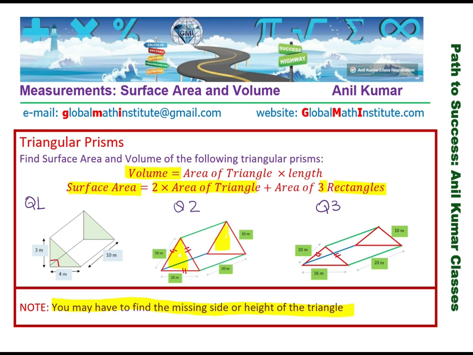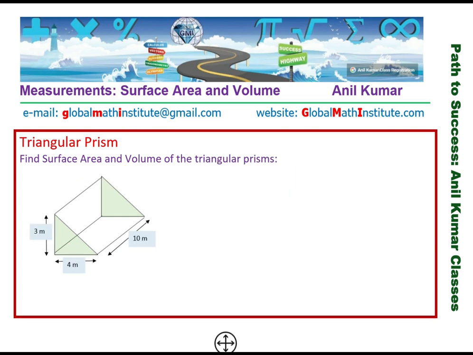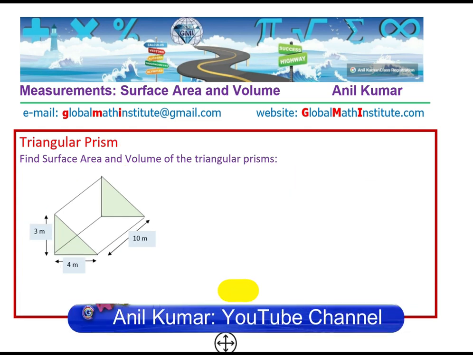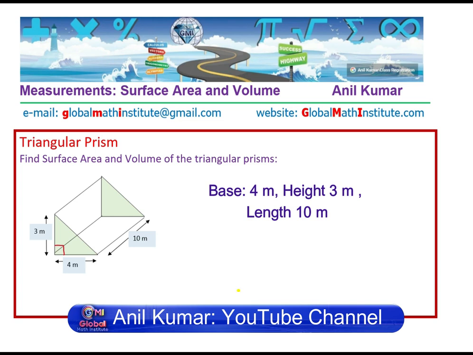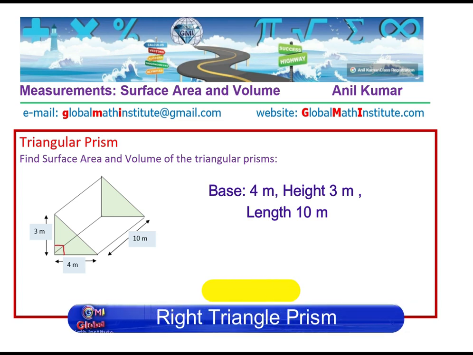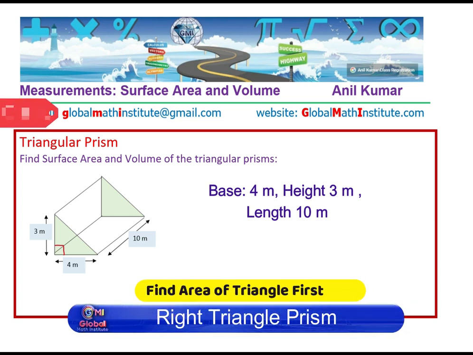So, let's begin with the simplest of these questions, which is based on a right angle triangle. Here is a right angle triangle before you. As you can see, it has sides 3 and 4 and then a length of 10 meters. You can pause the video, find surface area and volume for this particular triangular prism.